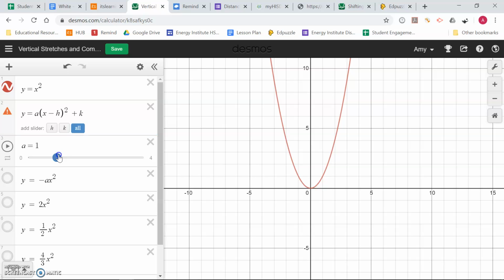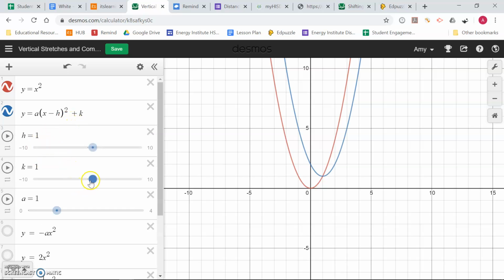Now when I make A bigger, and we're just going to make K 0. Right, so nothing's changing with H and K. I just wanted to show you that it could exist. But when A is 1, nothing has changed. When A gets bigger, we notice that that blue graph gets skinnier and skinnier. When I go back to 1, it gets a little bit wider until it gets to the red graph, our parent function.